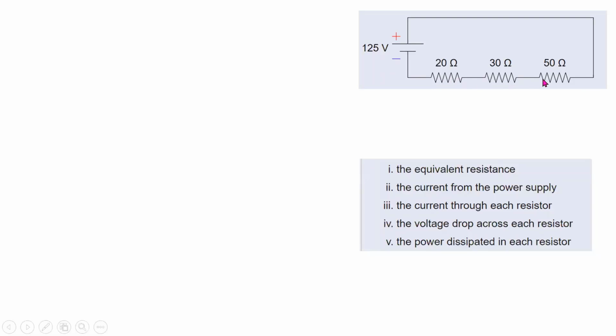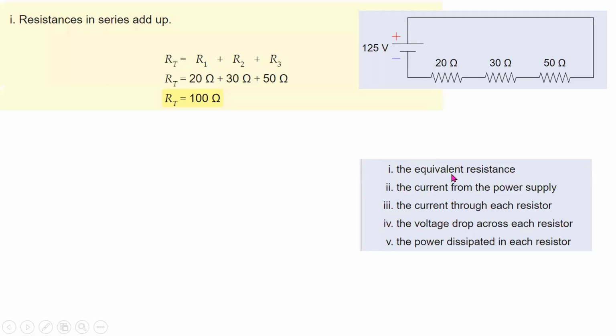Then they are connected in series. They are connected in series. Am I right? Yes, because there is only one path for the flow of the current. So what is the answer for the first question? The equivalent resistance that I have calculated here. The resistances in series add up.